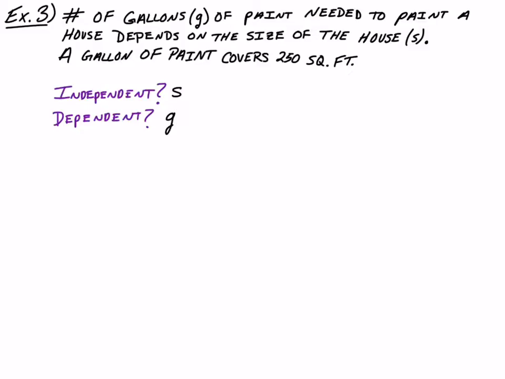It's not like you go out and buy a bunch of paint and say, oh, I got a lot of paint, I better buy a big house. It doesn't work that way. The house size, the square footage that you need to paint, that's the independent variable.